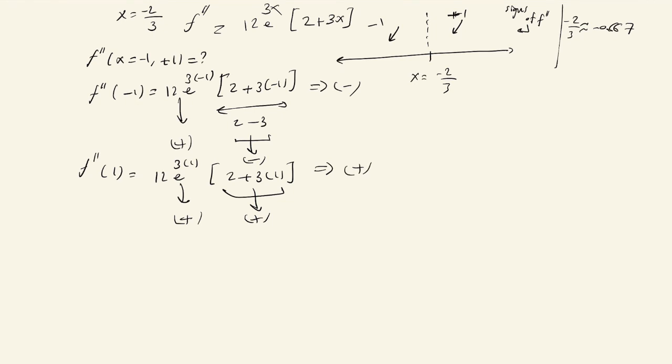Now I'm going to take these signs and put them on the x-axis, and we can see the sign of the second derivative changes around x equal to negative 2 over 3. Therefore, this is actually an inflection point.